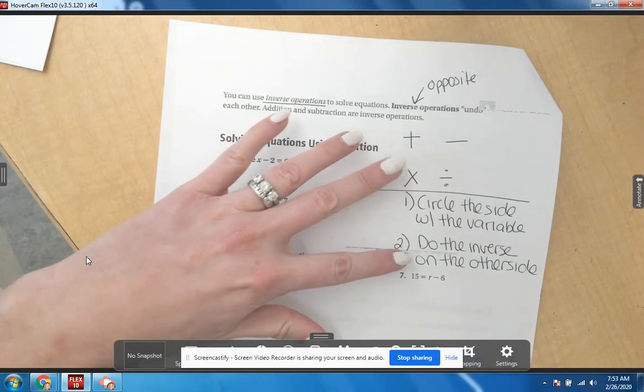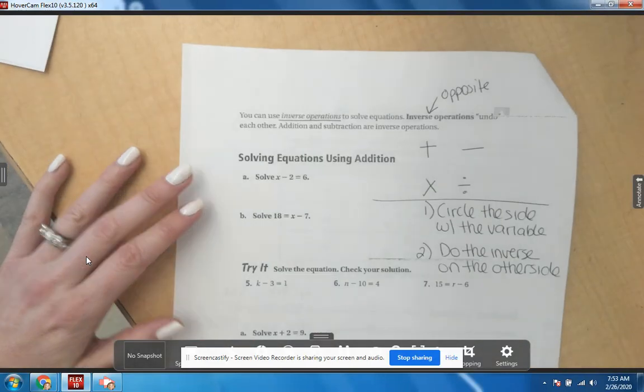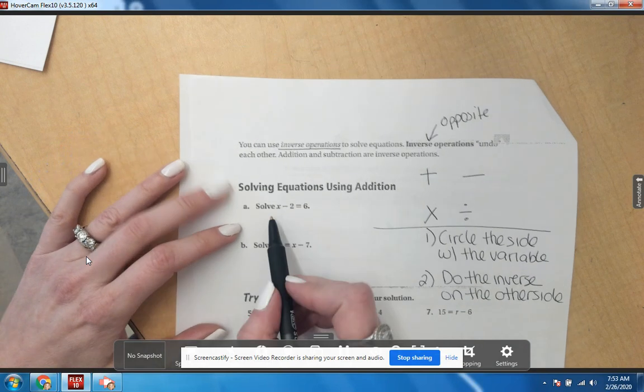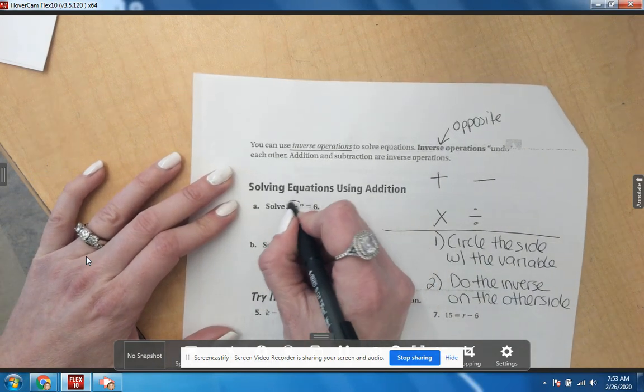Okay, so hopefully you finished this part. You wrote down these two steps. Now we're going to try one together. So step 1, circle the side with the variable.